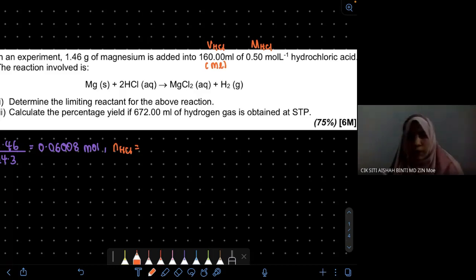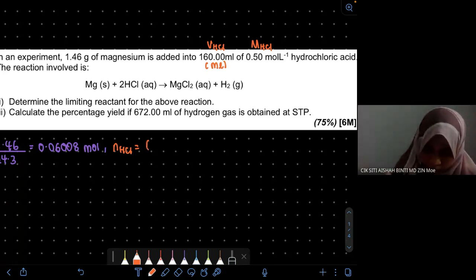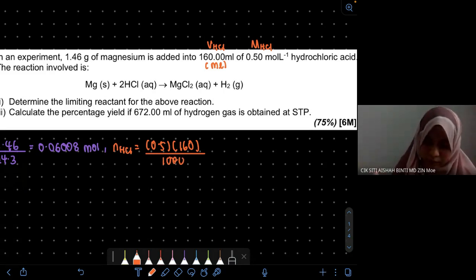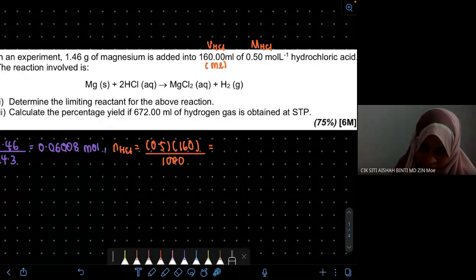So, kita tak boleh lah guna mass divide by molar mass. We have to use the formula n equal to MV over 1000 if the volume is in ml, or n equal to MV. So, yang ni mesti guna MV over 1000, which is M kita 0.5, volume kita 160 divide by 1000. Tak, 0.5 molarity, V volume.